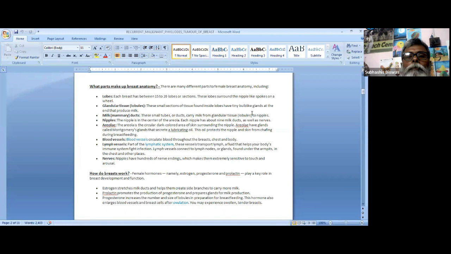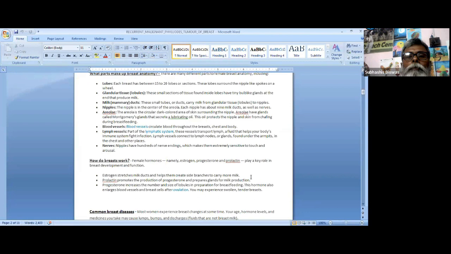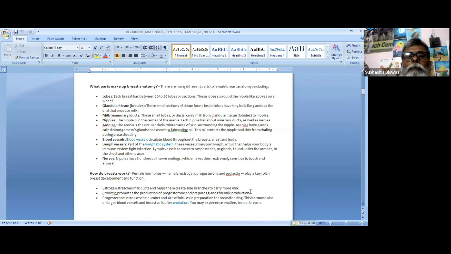Each breast has between 15 to 20 lobes or sections. These lobes surround the nipple like spokes on a wheel. Glandular tissues, lobules: these small sections of tissue found inside lobes have tiny bulb-like glands at the end that produce milk. Another part is milk or mammary ducts. These small tubes or ducts carry milk from glandular tissue, lobules, to the nipples.